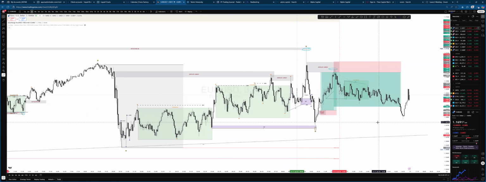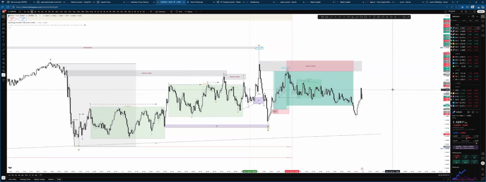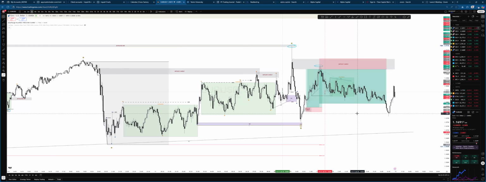Any questions so far on these? Any questions on the impulse candle, guys? If you have one that comes to your mind, feel free to ask me.